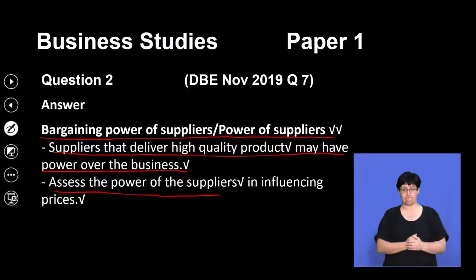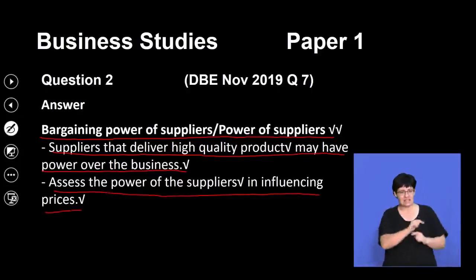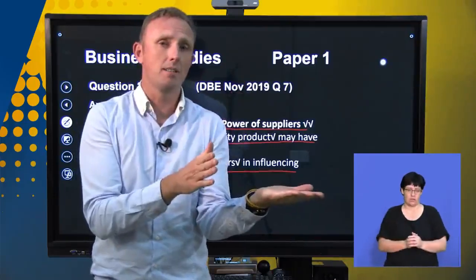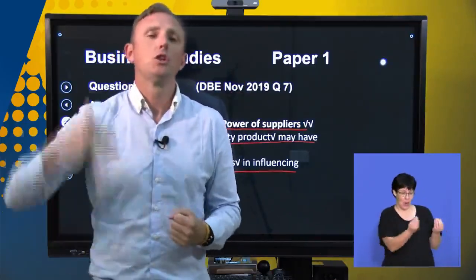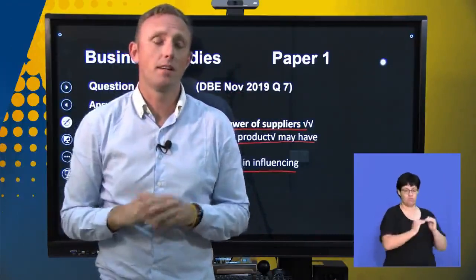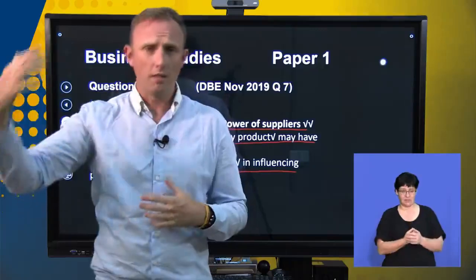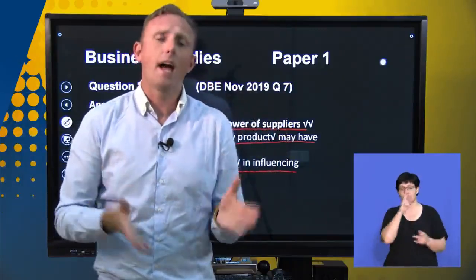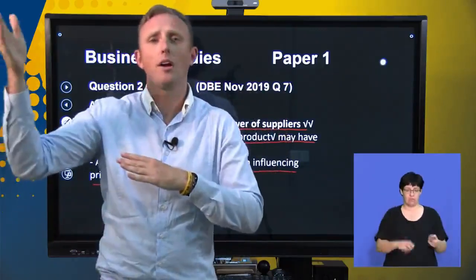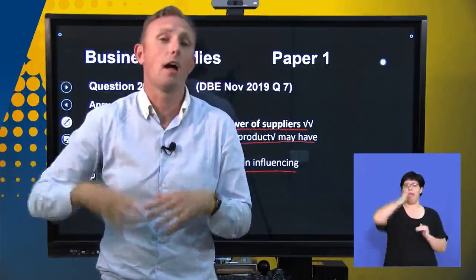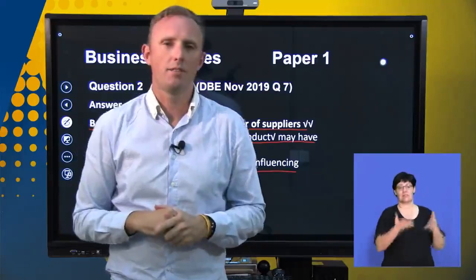Assess the power of the supplier in influencing prices. The more rare the supplier is, the more power they have to raise the prices for the business. If you look at Eskom, they're able to increase their prices a lot higher than other businesses because they are the only electricity supplier in South Africa. So they have that ability to raise the prices when they want to.